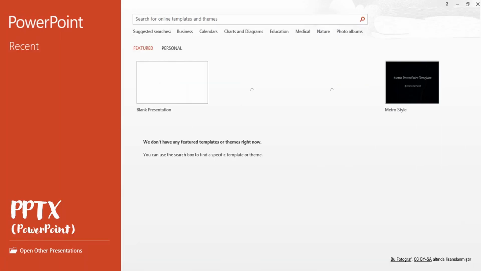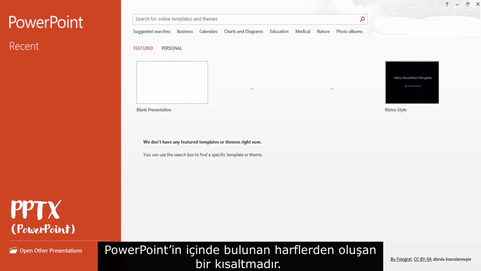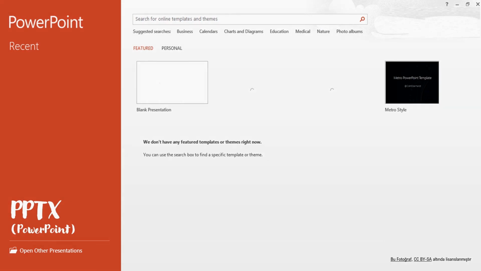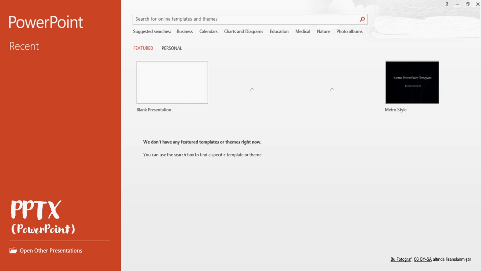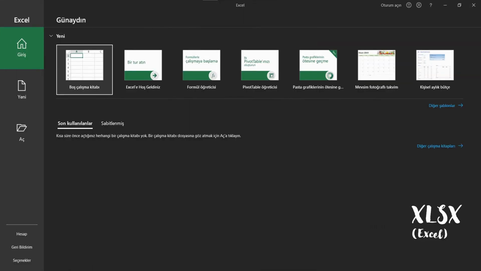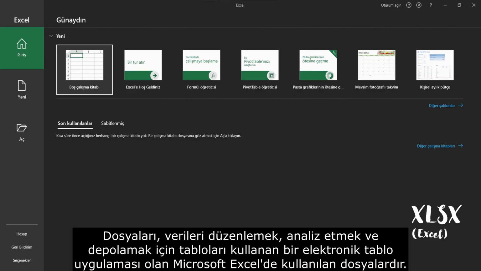PPT. It is an abbreviation of the word PowerPoint. It is a file extension used by Microsoft PowerPoint for office and educational slideshows. XLSX. These files are used in Microsoft Excel, a spreadsheet application that uses tables to organize, analyze, and store data.